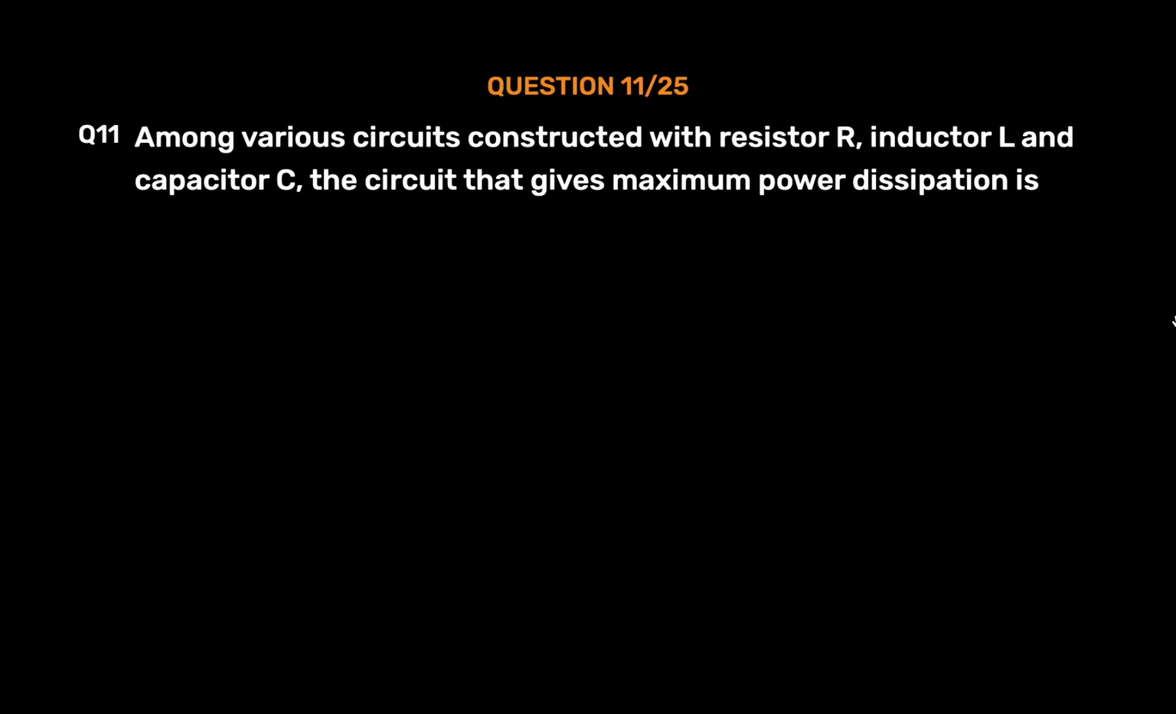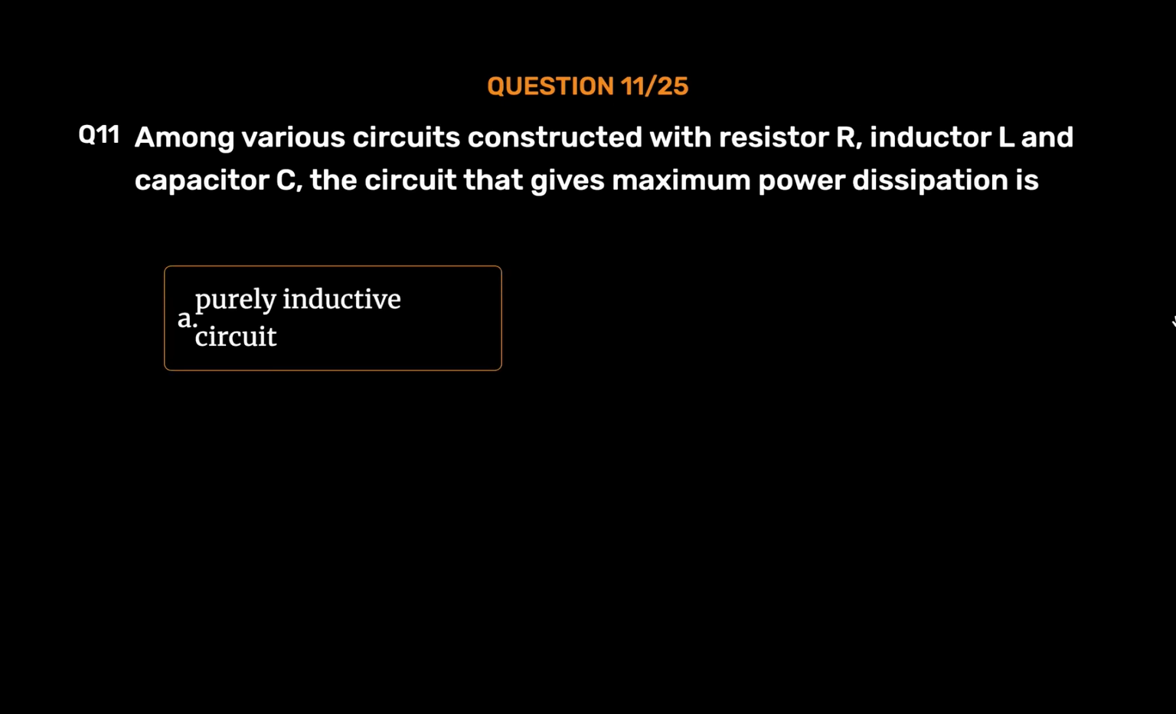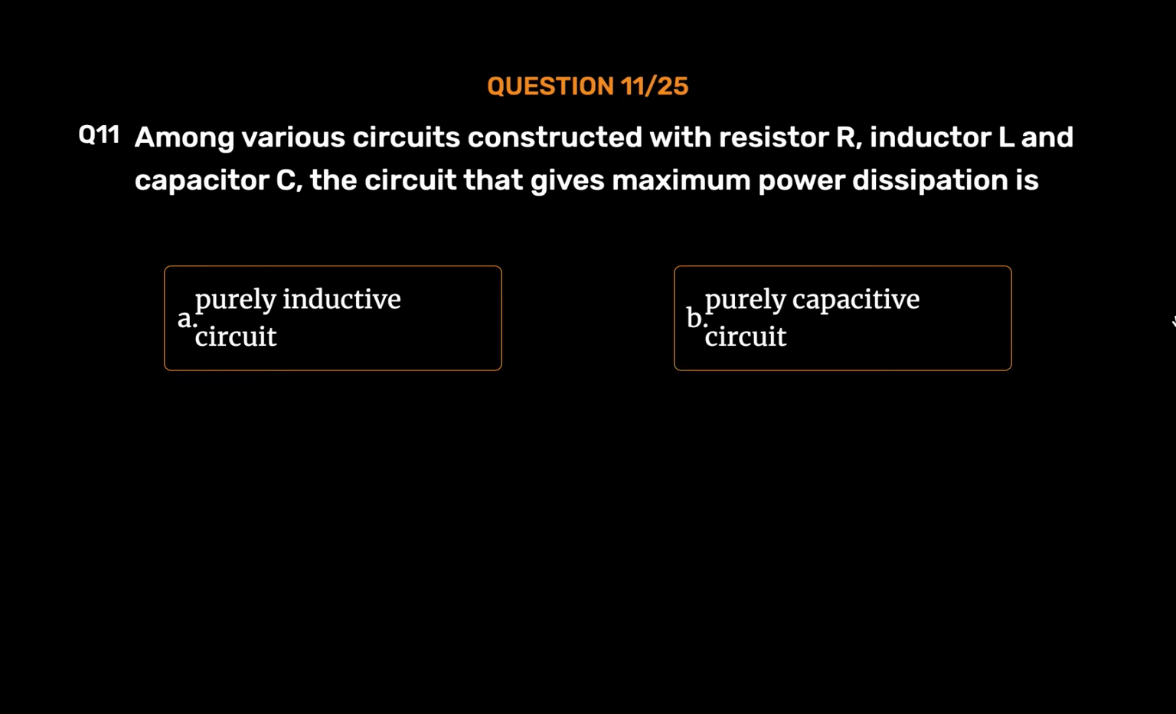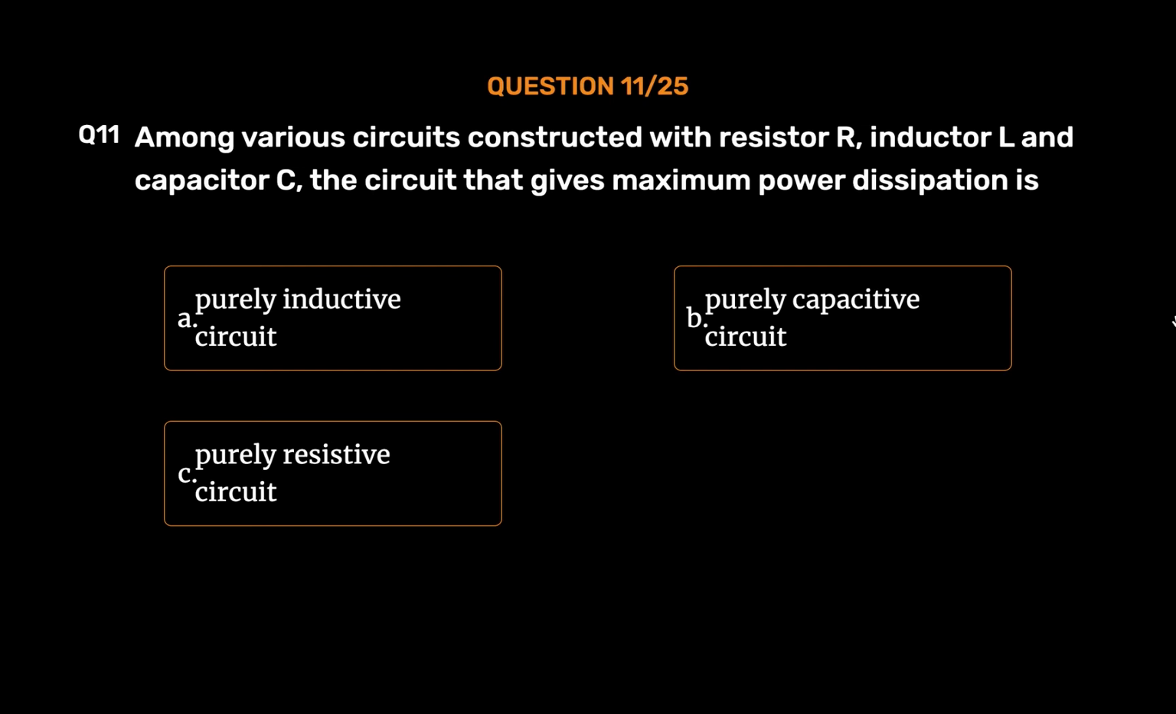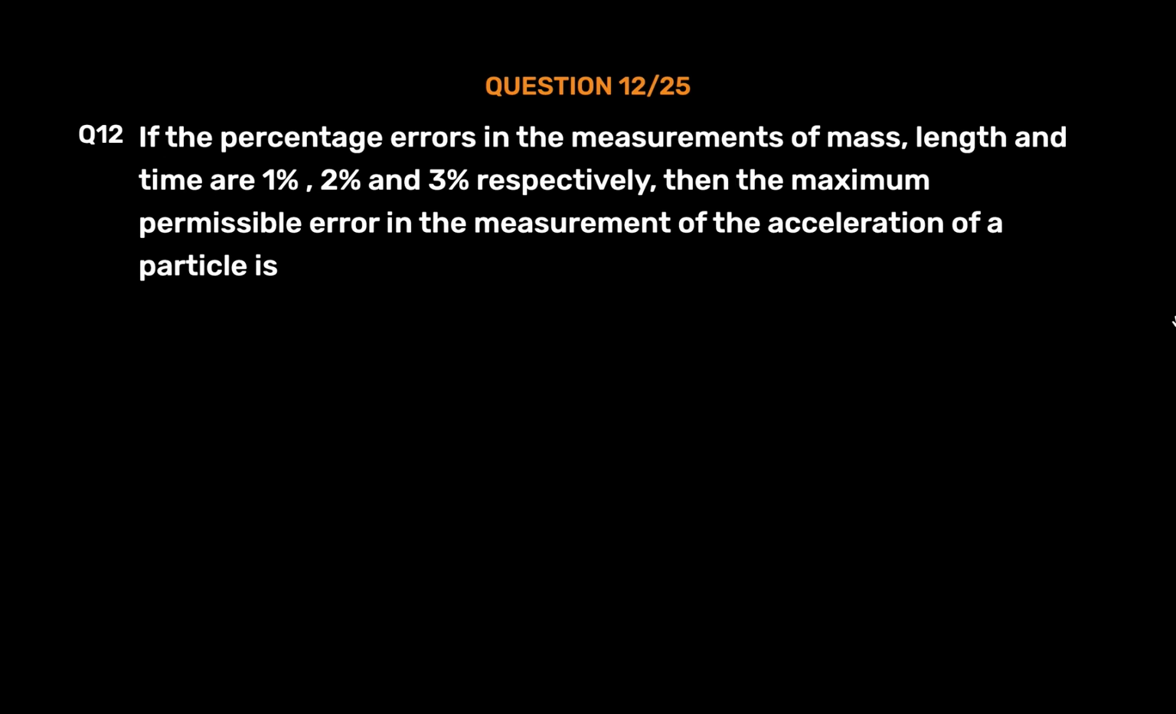Question number 11. Among various circuits constructed with resistor R, inductor L and capacitor C, the circuit that gives maximum power dissipation is: Option A, purely inductive circuit. Option B, purely capacitive circuit. Option C, purely resistive circuit. Option D, LC series circuit. The correct answer is Option C, purely resistive circuit.